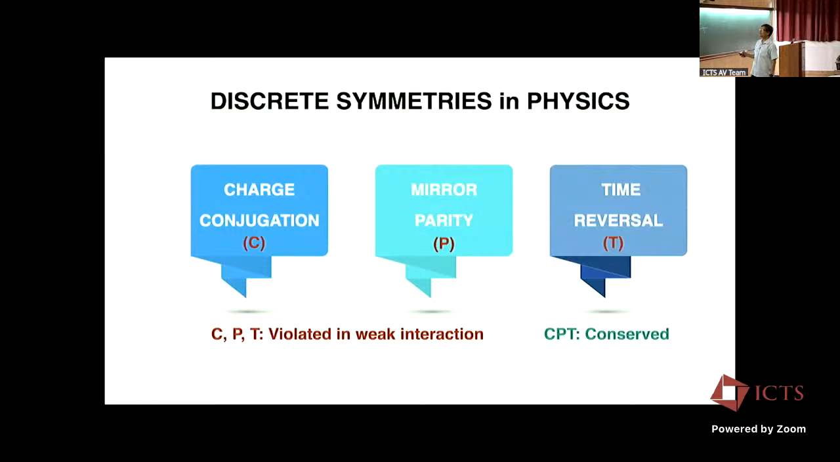Parity means that if I do an experiment with components where all the left-handed systems are replaced by right-handed systems, the experiment should give the same result irrespective of the handedness. And time reversal, which I'm going to keep for two more slides later, is: if I reverse the system in time or make time go backward, then what happens?